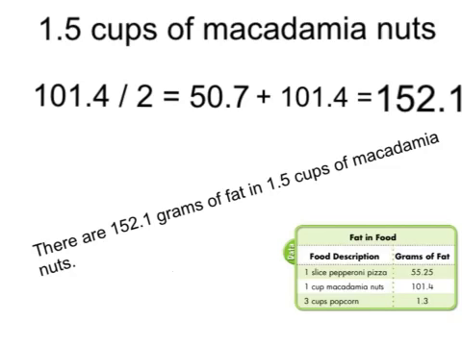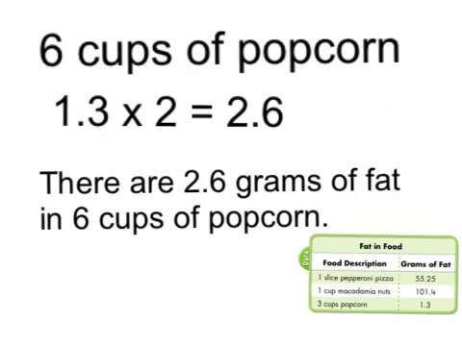So if we know that 1 cup of macadamia nuts is 101.4 grams of fat, we must divide that number by 2 to find half of it, which equals 50.7, plus 1 cup of macadamia nuts, because the problem says 1.5 cups of macadamia nuts, which equals 152.1. So there are 152.1 grams of fat in 1.5 cups of macadamia nuts. On to the next one.